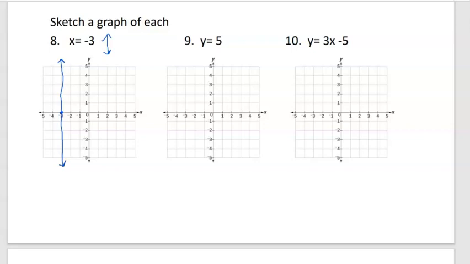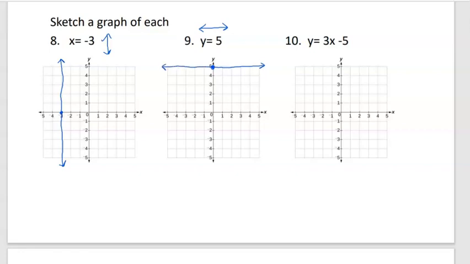For number 9, y equals a number: graphs where there is no x present will be a completely flat horizontal line. Here, 5 is on the y-axis. It's also the y-intercept for this. It has a slope of 0, so it is completely flat horizontally, going to the left and to the right with arrows on either end.